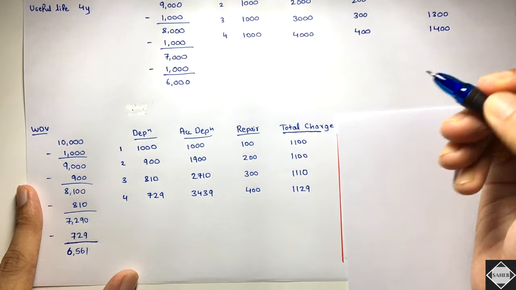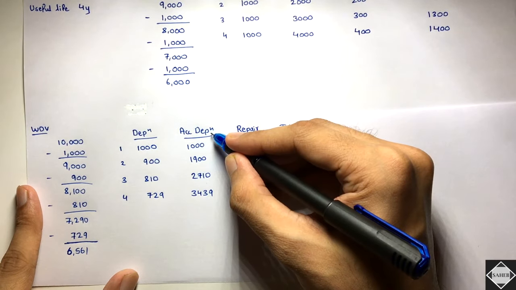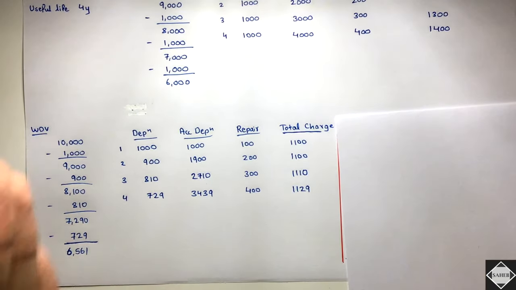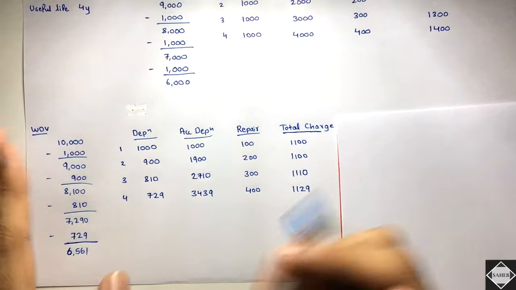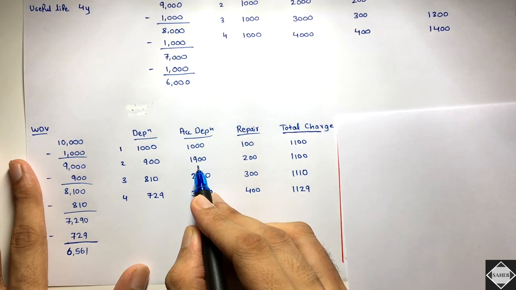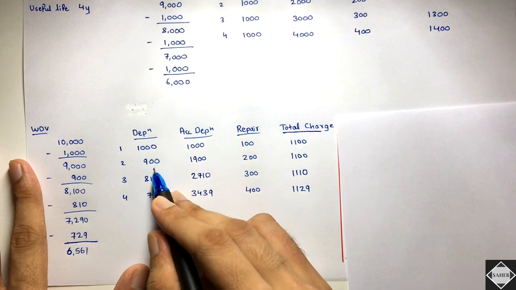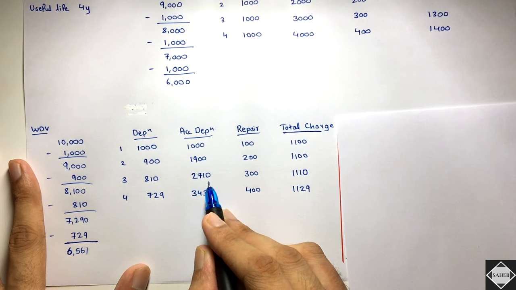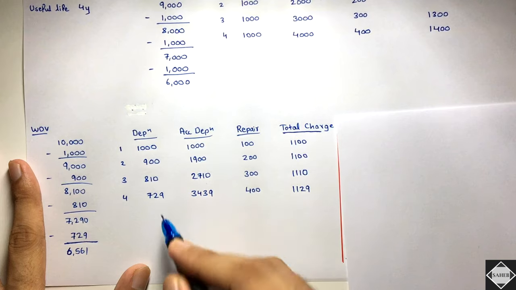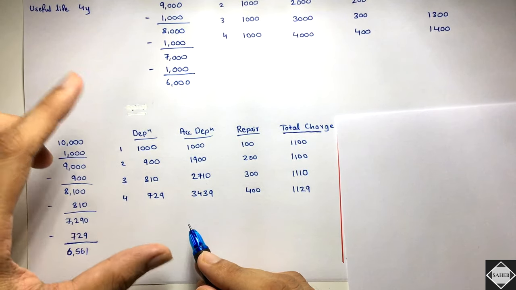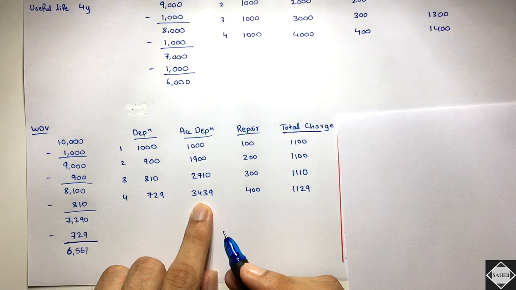And then come to accumulated depreciation. Of course, accumulated depreciation will increase year by year, because what do we do? Depreciation from beginning to the current period. That is what we do. So 1000, and then 1000 plus 900, that's 1900. 1000 plus 900 plus 810, that's equal to 2710. And then add up all of this, depreciation from first year till fourth year, everything accumulated, that's equal to 3439.